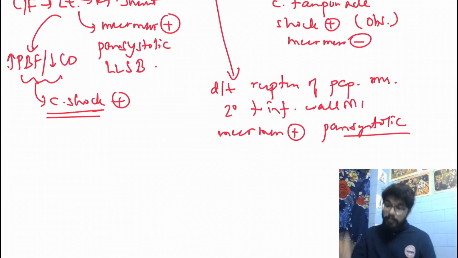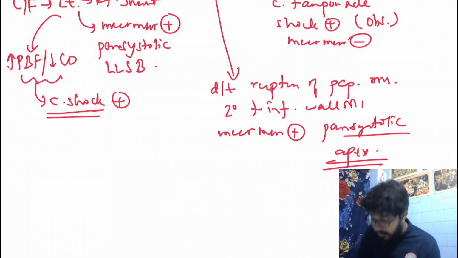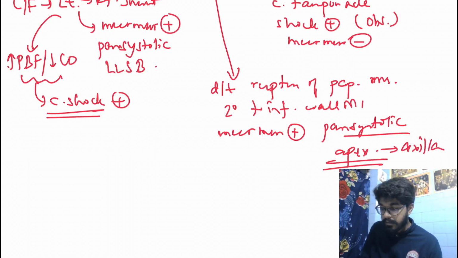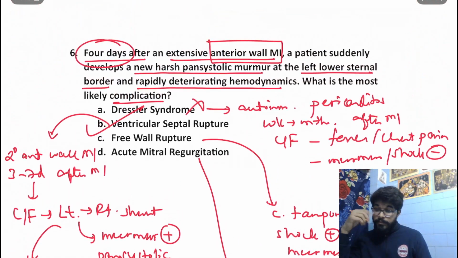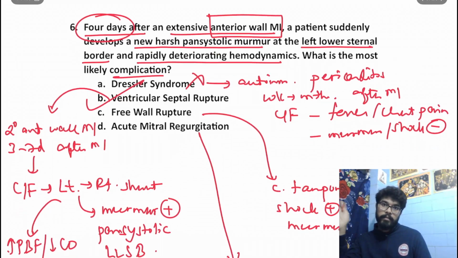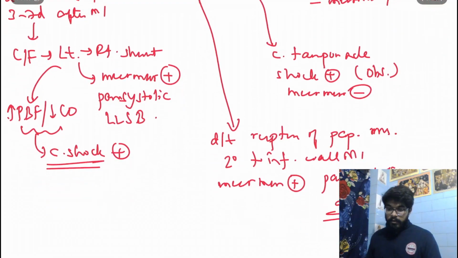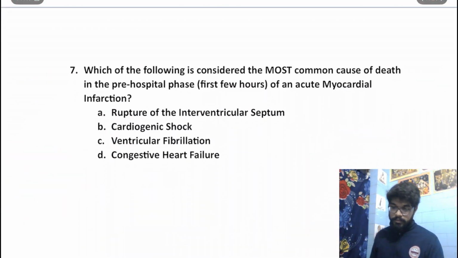But where do we get that murmur? We get that murmur in the apex and it radiates to the axilla. So the murmur description differentiates option B and option D. So our answer over here would be B. Now these types of questions have to be ruled out based on the exact description. Okay. So moving on to the next question.